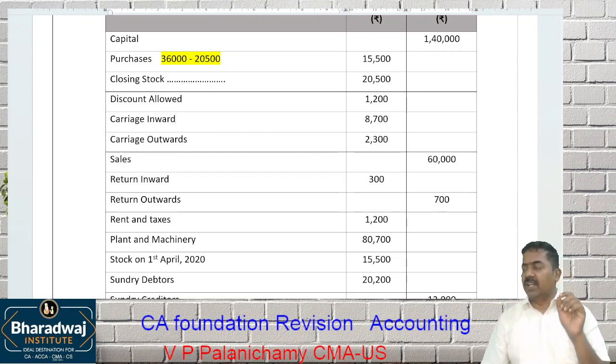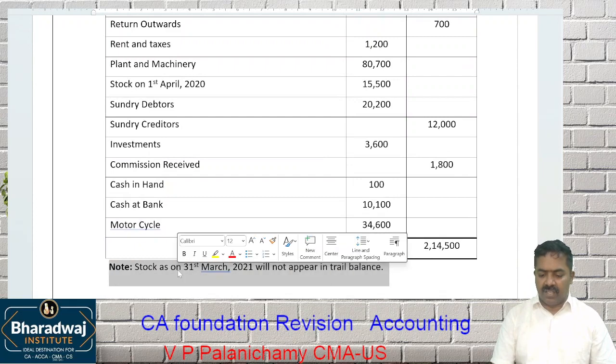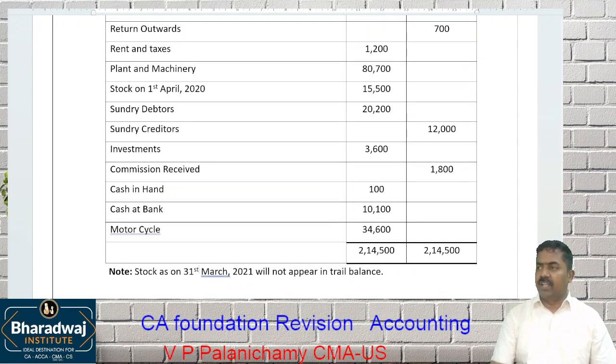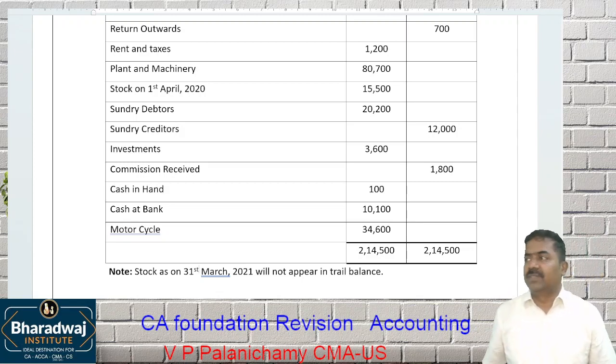Please note, if closing stock has to be shown in the trial balance, don't do this adjustment in the trial balance in your answer. Otherwise the closing stock will not appear in the trial balance. Note that. Thereafter, take one line: if closing stock has to be shown in the trial balance, what will you do? Adjust the purchases.